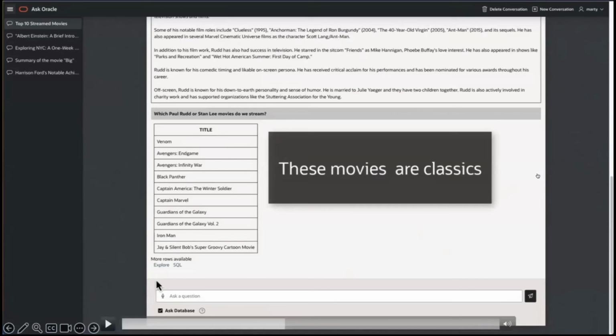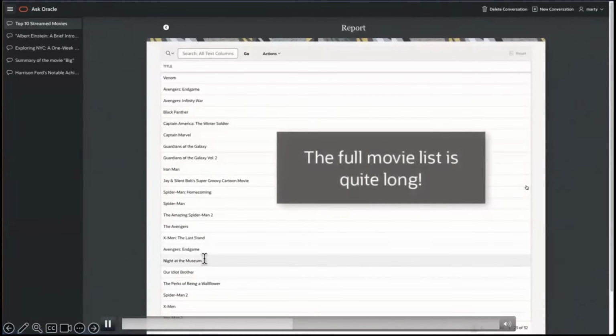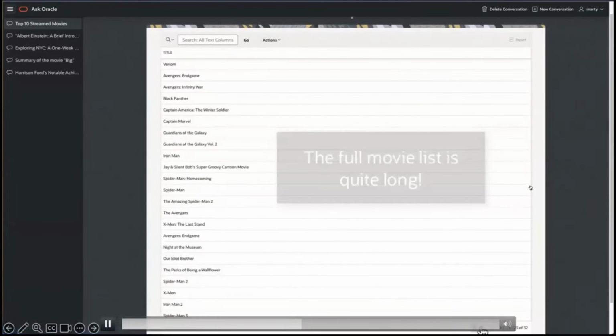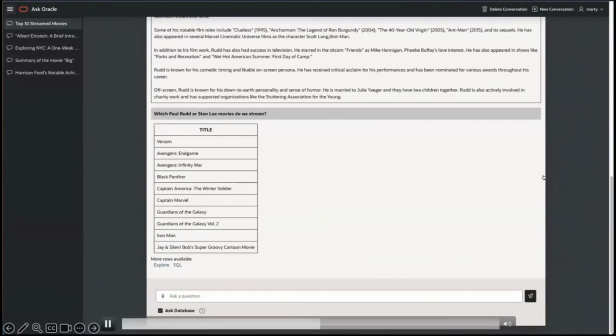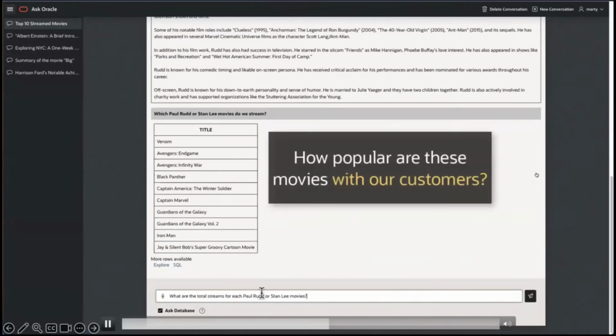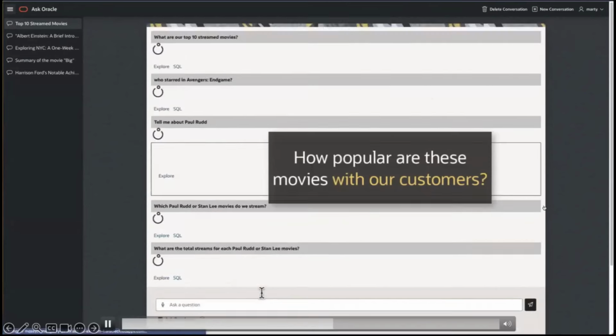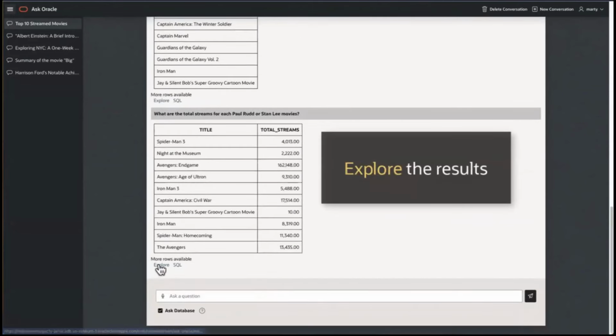Classic movies, right? Being fetched from the table where it has all the movies, and there's basically a join with the actors in order to see who's acting there, and this is happening automatically. So that's the full movie list, okay? And now something interesting that I wanted to show you is, for example, how popular are these movies with our customers? Like, for example, show me how our customers are streaming these movies that I'm interested in related to Paul Rudd and Stan Lee. So you get the result and you get total streams.